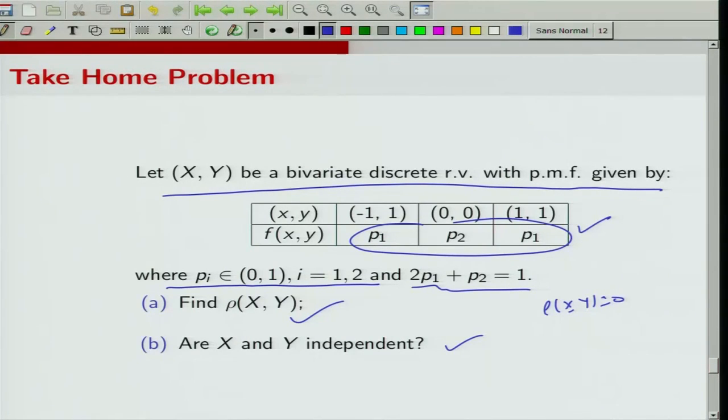In fact, if you see over here, the correlation is 0, but the relationship between y and x is that y is the same as x square with probability 1. So, these are examples where the correlation is 0, but there is a perfect quadratic relationship between y and x. So, take this as a take home problem.